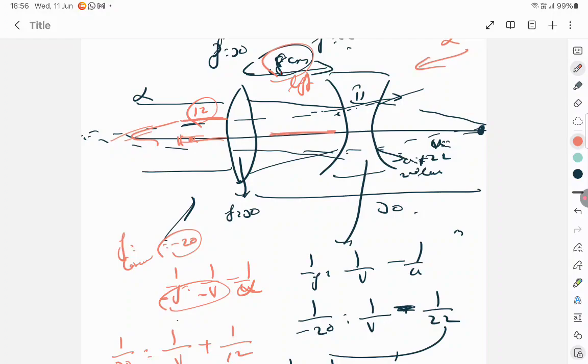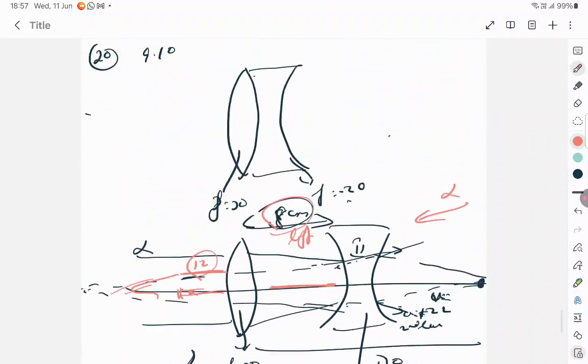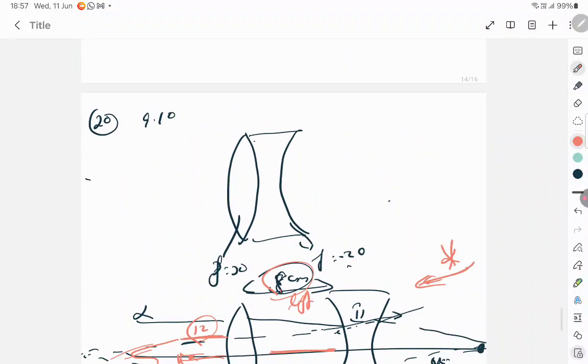And I think they have interchanged the lenses. Let's read the question again. Does the answer depend on which side a beam of parallel light is incident on? I think they have exchanged the position of the lens itself. What I have done is considered it from the right side, but that's not what they are asking you.